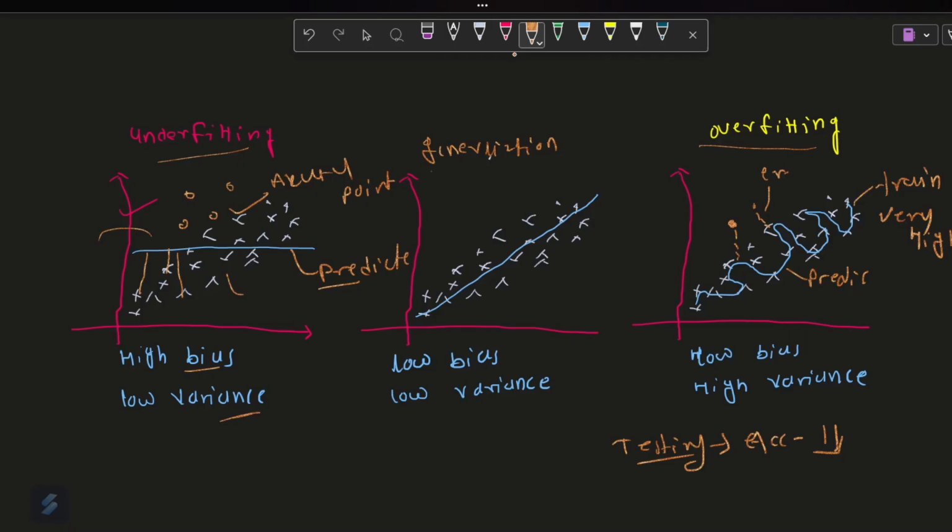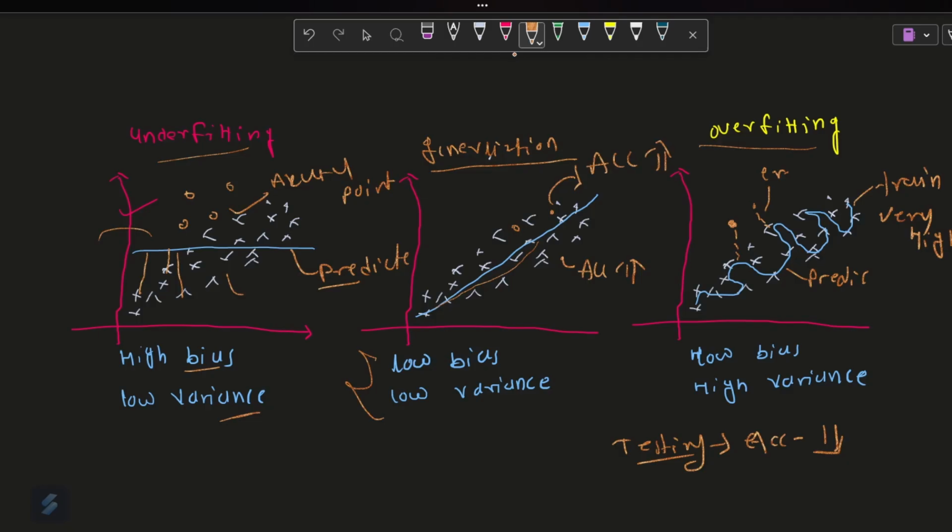But what happens in a generalized model? Low bias as well as low variance is your generalized model. In that case, the line goes through the points and captures the data points. The accuracy on the training data is good, and when a new data point comes, the accuracy is also high. This is what we want in our model.